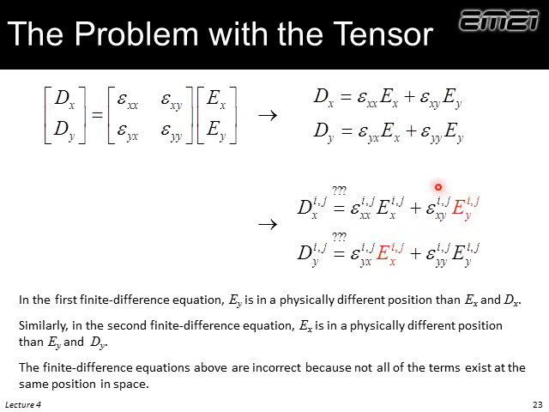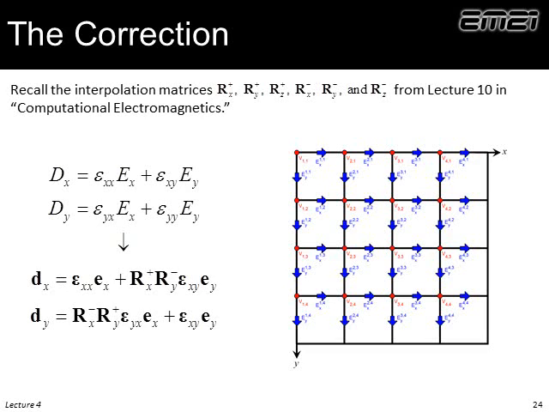And in fact, what we need to do is take these terms and average them and essentially interpolate this term so that it is at the same point as the other two terms in the equation. And we talked about this last semester in Computational Electromagnetics, and we introduced these interpolation matrices into our finite difference equations, which did the averaging for us. So we're going to use that again. So here's how we do that. The matrix form of these two equations is down here. We're introducing two interpolation matrices here and two interpolation matrices here.